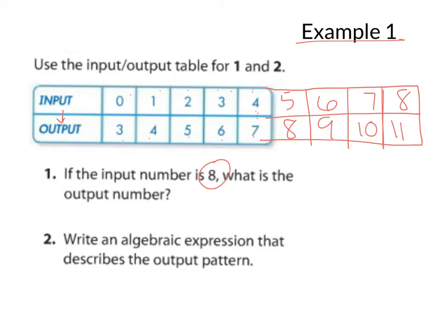All right. So now I have an input of 8, and they want to know what is the output number. Well, I elongated the table. That's a strategy we can take, and I have an 8 for an input, and so now I know that 11 is my output.